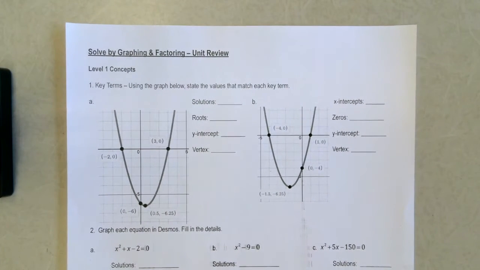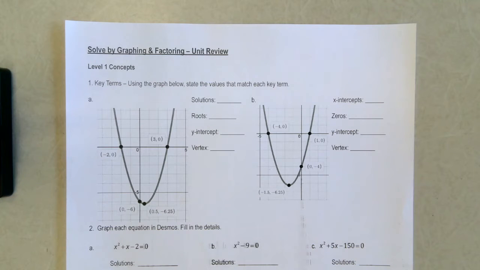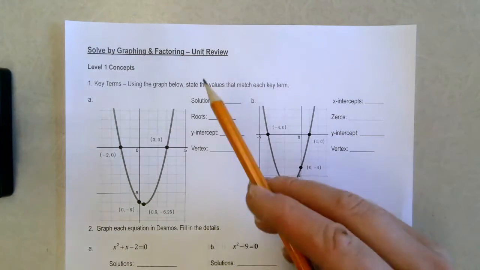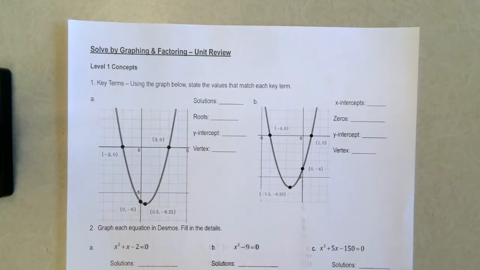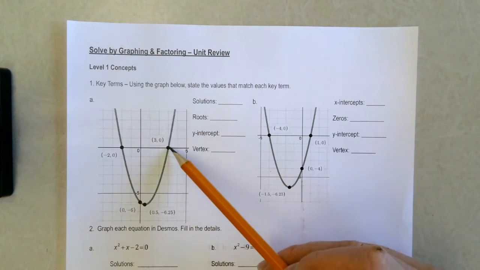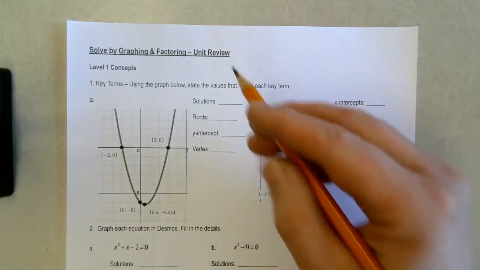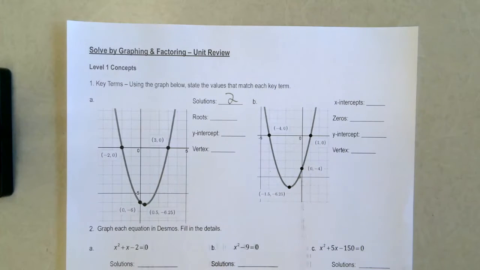So numbers 1 and 2, if you notice, number 1 has a couple features on it. What we're doing here for number 1 is the key terms. Using the graph below, state the values that match each key term. All right, solutions. So what this is asking for is the number of solutions. And whenever we have a parabola or really anything that asks for solutions, it's how many times it's crossing the x-axis. And so our parabola here is crossing the x-axis twice. So solutions, there are 2 solutions.